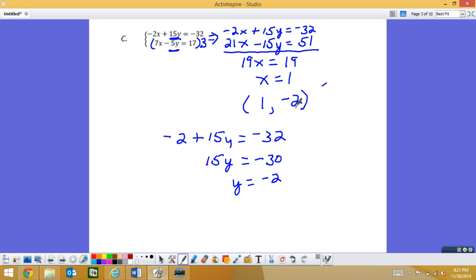And again, you can always check to make sure you got the right answer by substituting 1 and negative 2 in for x and y into both equations. So in this case, we have negative 2 minus 30. That is, in fact, negative 32. And in the second one, we have 7 plus 10. That is equal to 17. So this, in fact, is the correct solution.